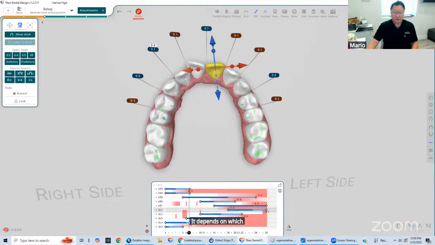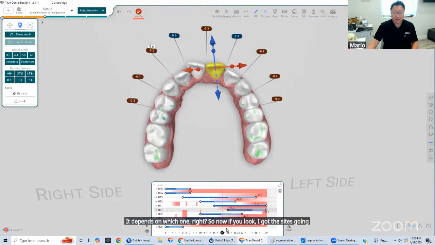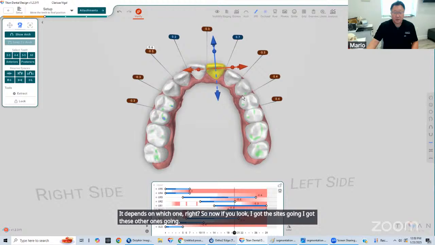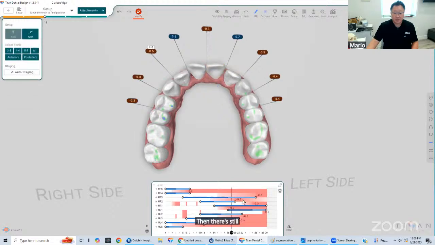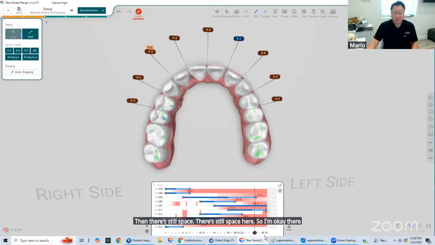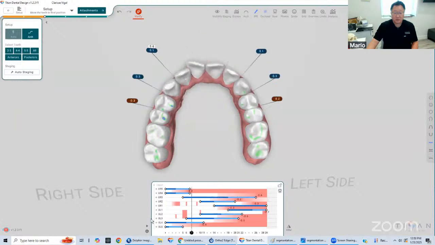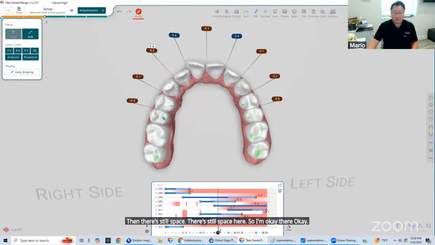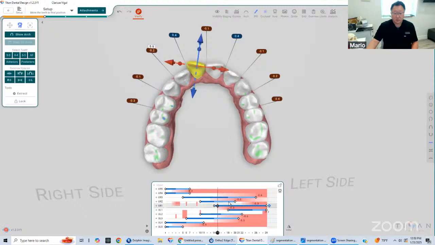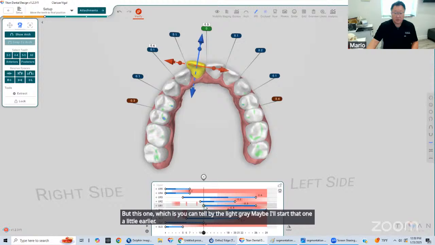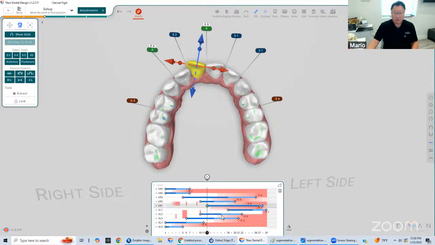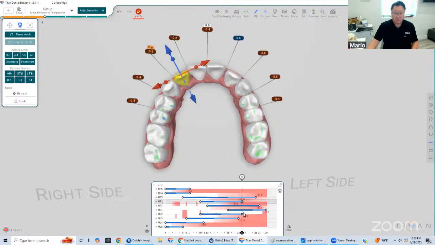So now if you look, I got the sides going. I got these other ones going. And then there's still space. There's still space here, so I'm okay there. Okay. For this one, which you can tell by the light gray, maybe I'll start that one a little earlier. And I can slow this down a little bit more.